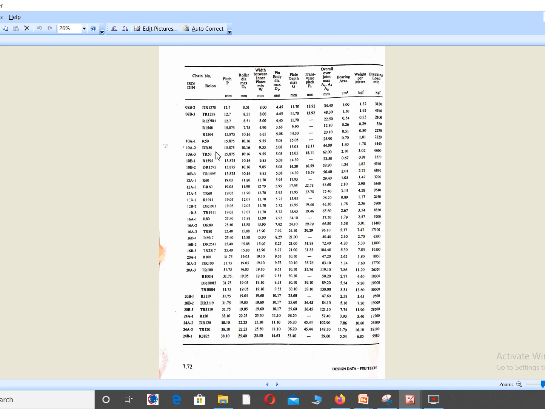10.10A2DR50 is the chain that we have selected, and if we see the corresponding value, the total braking load is given over here, right? If we extend this, you can see that the value is 4440 kgf. It is in kgf, so that means 44,400 Newton is the braking load. That is the minimum braking load required to break the chain.